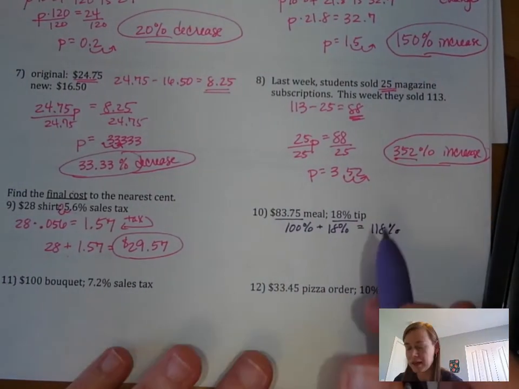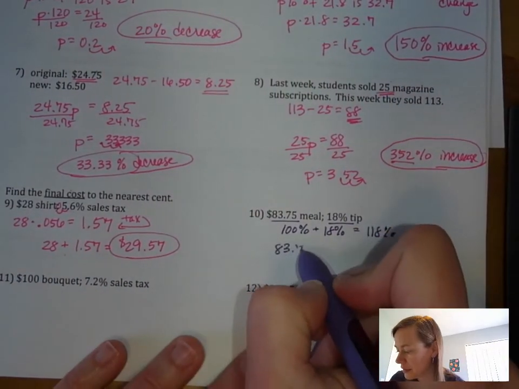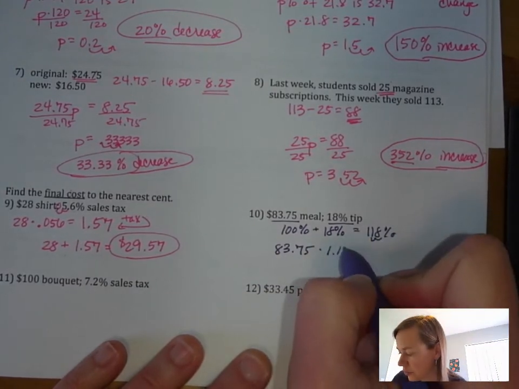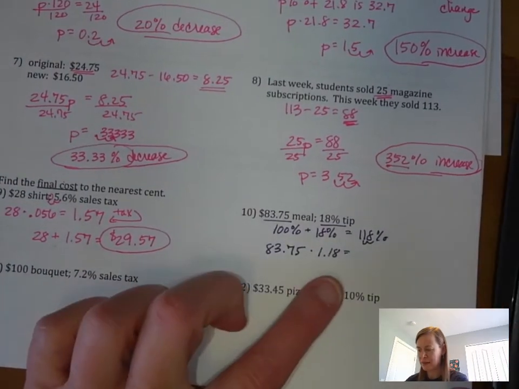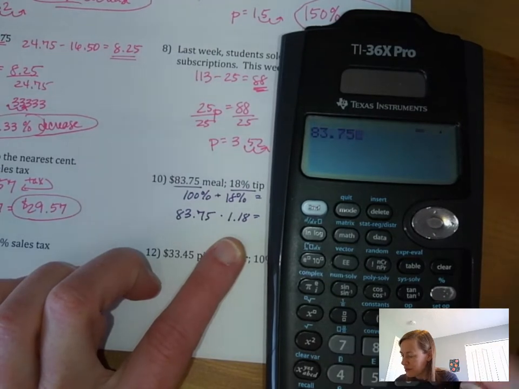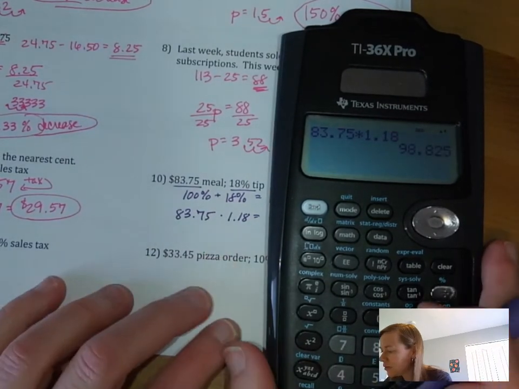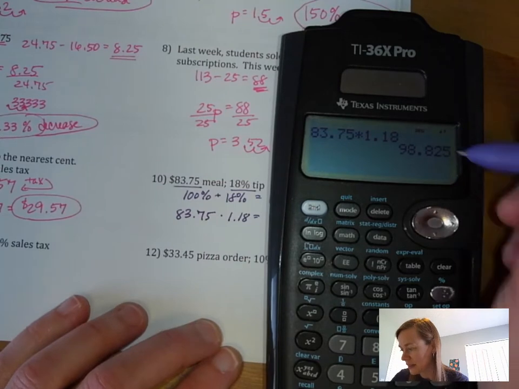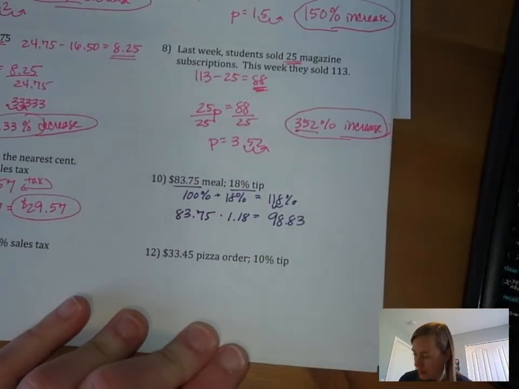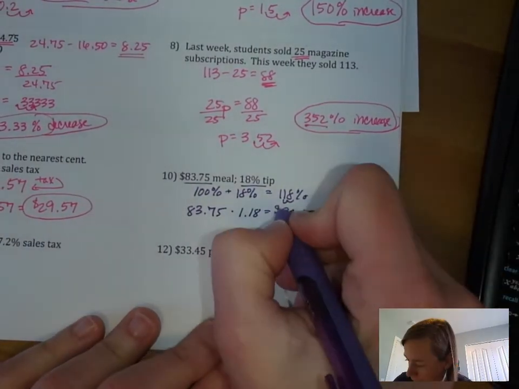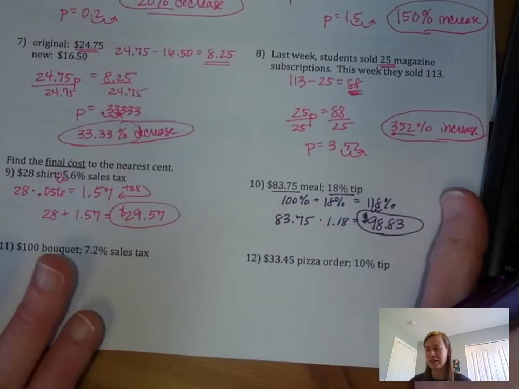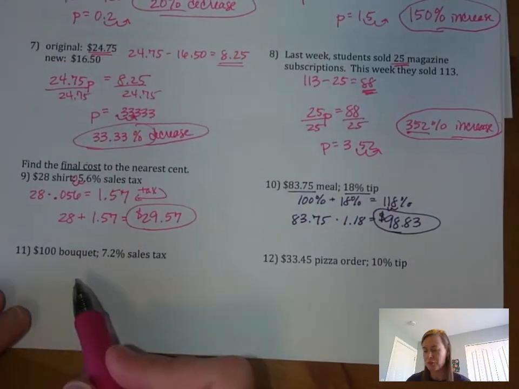And now I'm going to multiply 83.75 times 118%, move that decimal, so 0.18, 1.18, and then we just have to multiply that out. Let's see what we get. 83.75 times 1.18 equals 98.8, and that's going to bump up to a 3, 98.83. And that's the price of the meal with the tip right there. Okay, so you can do it either of these two ways. They both work. Let's go back to the original way for this one.